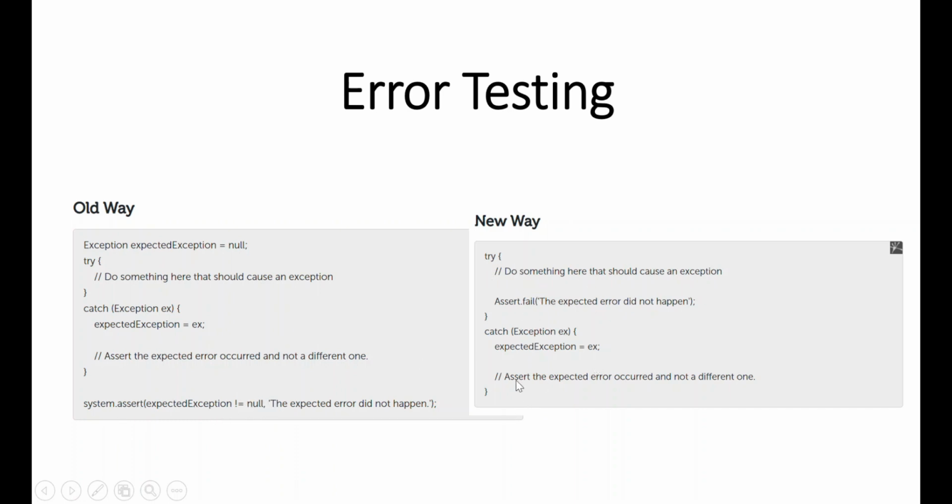And this is the new way using the exceptions, right? Under here you can see Assert.fail. This Assert class has the fail method, so based on this fail method we can easily do the error testing inside our test cases or test class.